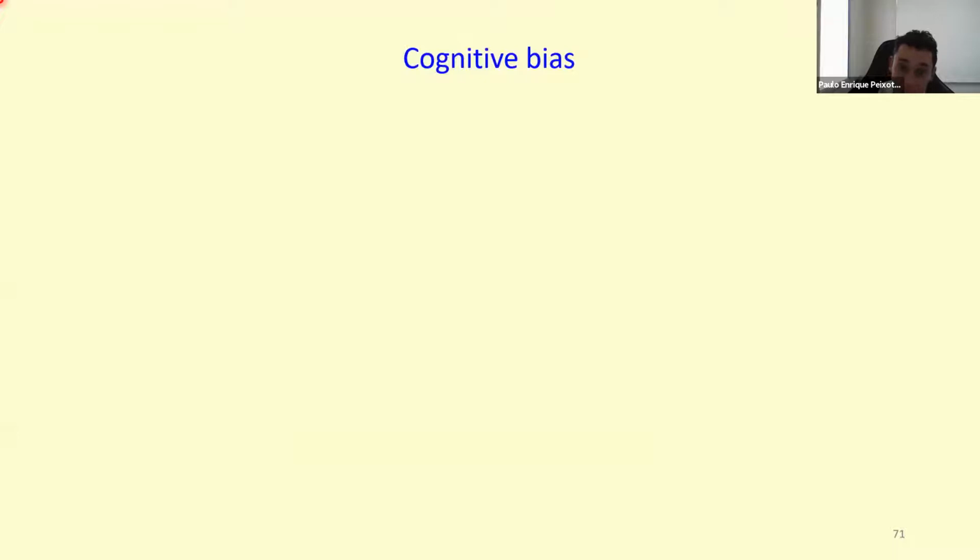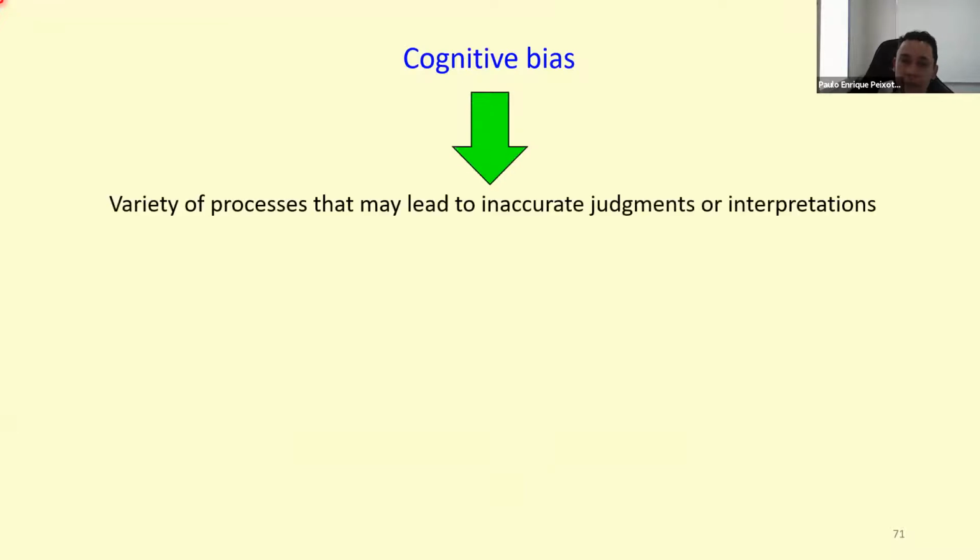there is a term, cognitive bias, that is often studied in psychology, and it is known for many decades now. Basically, it is a variety of processes that may lead to inaccurate judgments or interpretations. So there are a lot of different processes that are considered cognitive bias, but I will show two of them. This is common to humans, okay? So if it is common to humans, it is common for us that do science. And two that are very important for us.